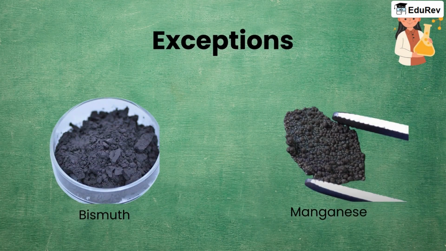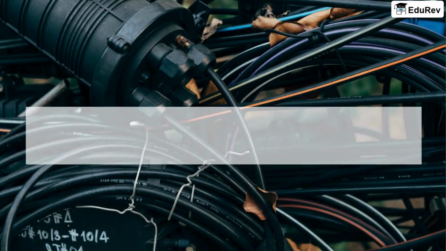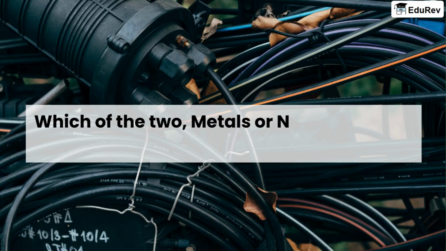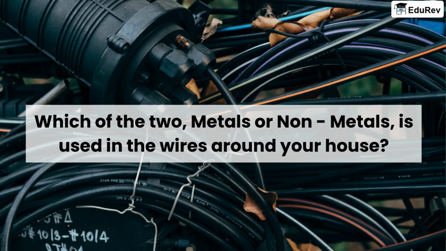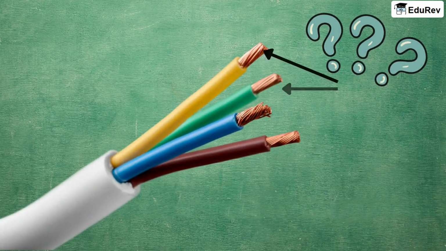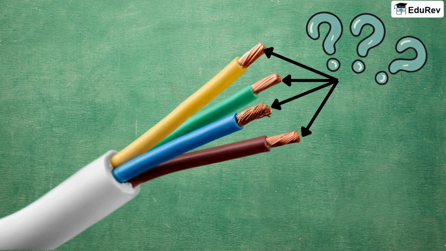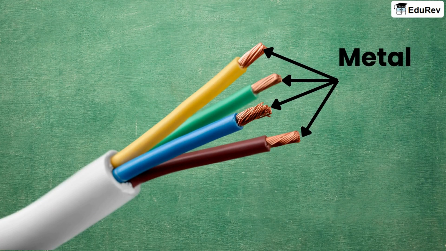It's essential to note that not all metals exhibit high luster. For instance, metals like manganese and bismuth can appear dull despite being metals. Now, what do you think? Which of the two, metals or non-metals, is used in the wires around your house? Yes, you guessed it right, metals are used in the wires.